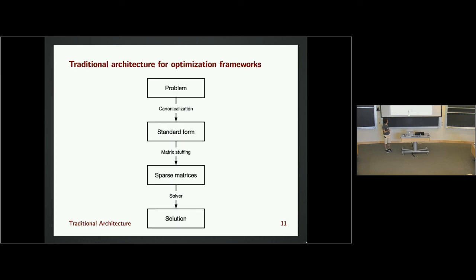Right. So this is the overall architecture for this conventional approach. We have the problem expressed in the modeling language, which is converted into a canonical standard form, which is still an abstract problem represented by expression trees. So it's still a graph representation. But then it's converted into a sparse matrix representation, which is then passed to the solver, which does various sparse matrix factorizations and in general tries to exploit the structure exposed through the sparse matrix representation.